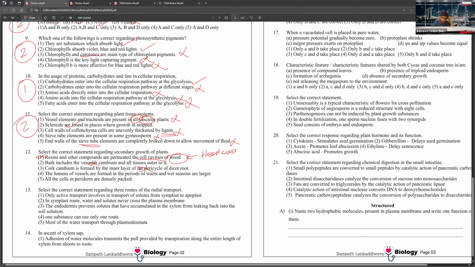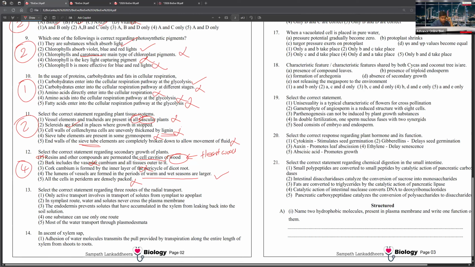Lumen of the vessels formed in periods of warm and wet seasons are larger. That is okay. All cells in the periderm are densely packed. No, there are loosely packed ones too. These loosely packed ones form the lenticels. So for question 12, I can go with the fourth one.